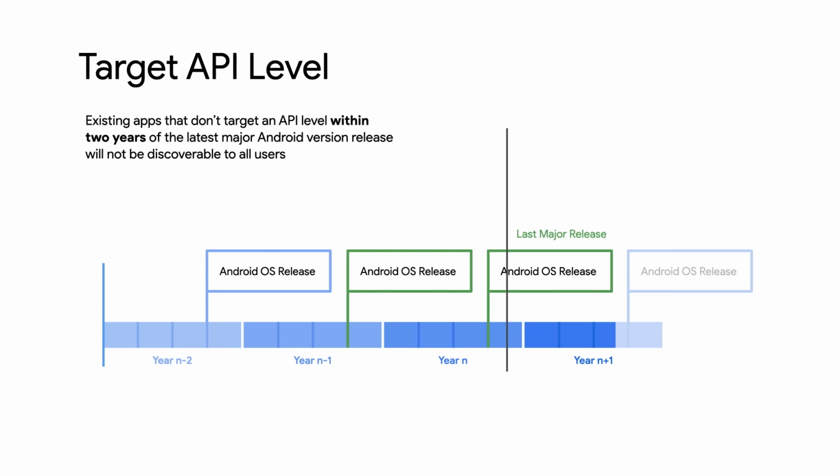Starting November 1, existing apps need to target an API level within 2 years of the latest major Android OS version release in order for new users with devices running more recent versions of Android OS to discover or install those apps from Google Play. This means that if your app has a target API level that's older than the latest three Android OS versions, these new users will not be able to find or install your app from Google Play.